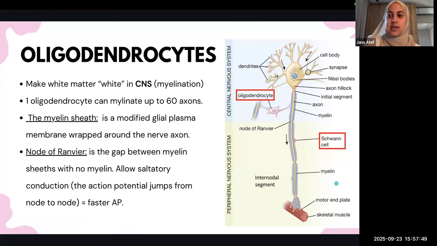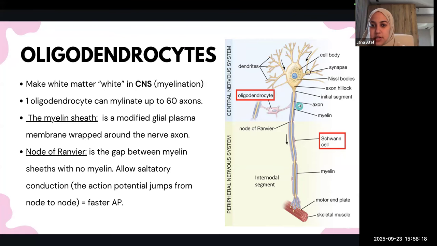Great. Perfect. Now, the second cells are oligodendrocytes. What was it a cell of? CNS or PNS? CNS, exactly. Now, this is very important for you to differentiate PNS cells and CNS cells. Oligodendrocytes are only in the CNS. Why? Because these are the myelinating cells for the CNS neurons. That's the most important part of it.